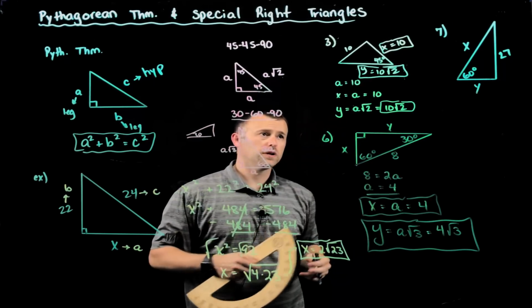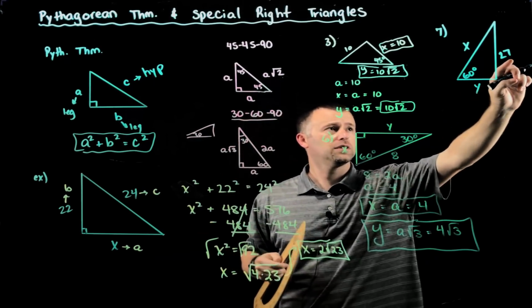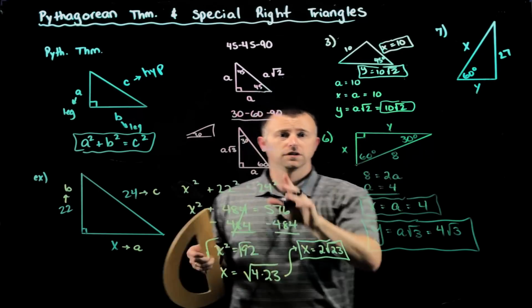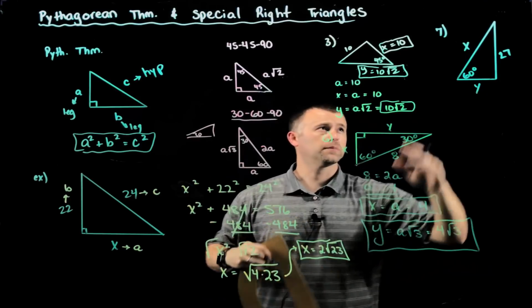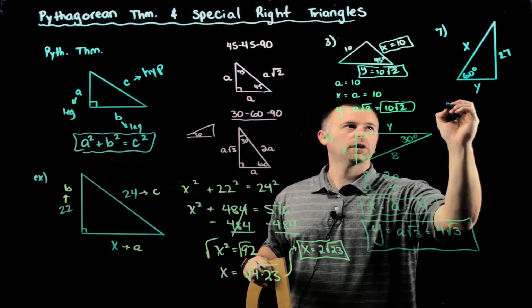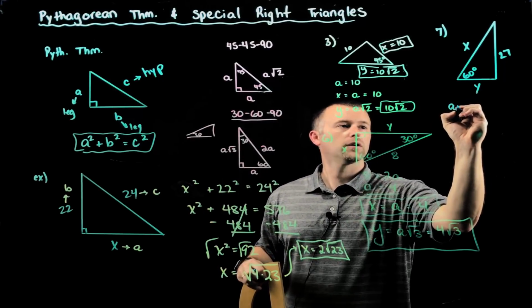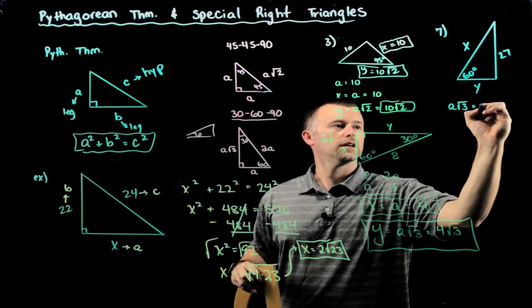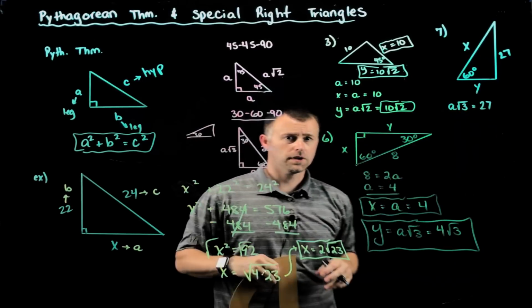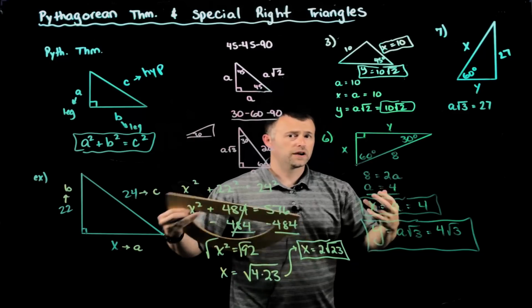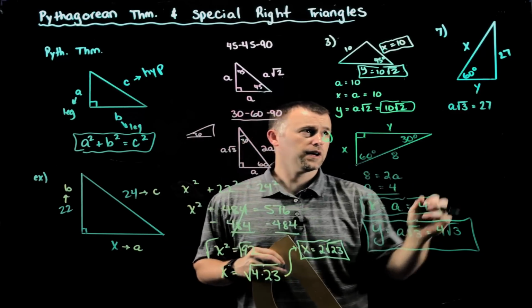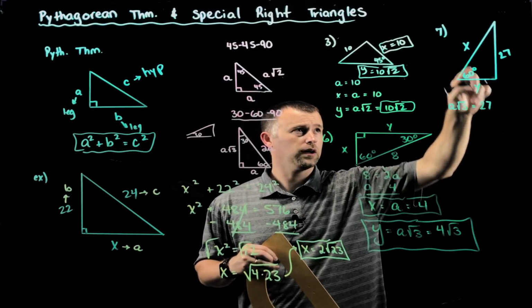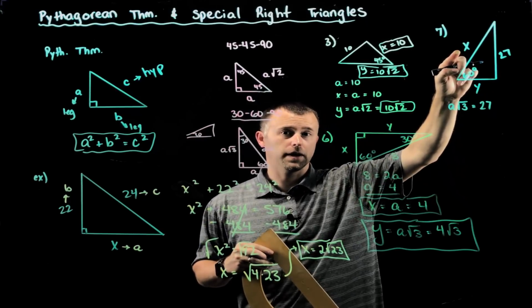Okay, so for this one, notice again we're given this side. This is my long leg. We are dealing with the 30-60-90. Your long leg is equal to a radical 3. So this is where things get a little bit crazier. So a radical 3, in this case, is equal to 27. Now we're going to have to do a little bit of simplifying, working with radicals. I'm going to have to solve this for a, because I need a to find my y. And remember, the hypotenuse is equal to 2a.